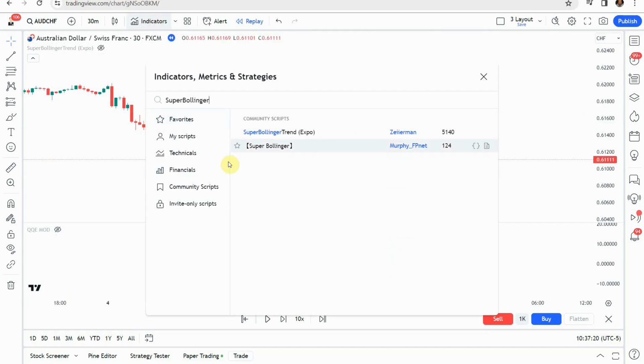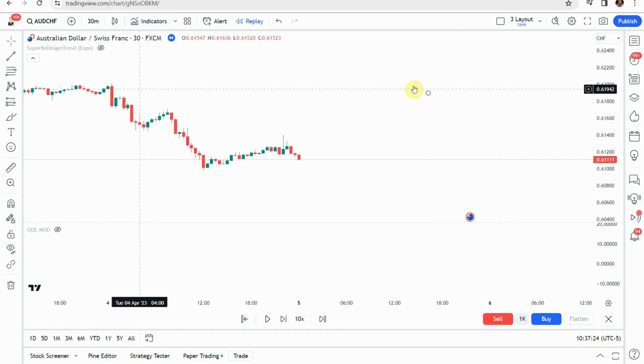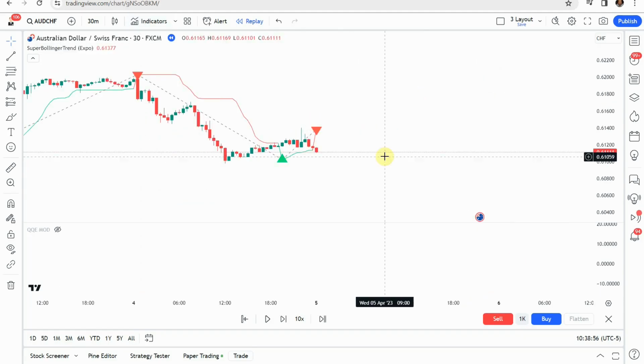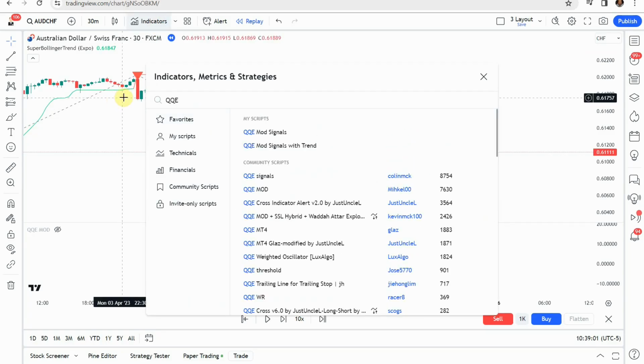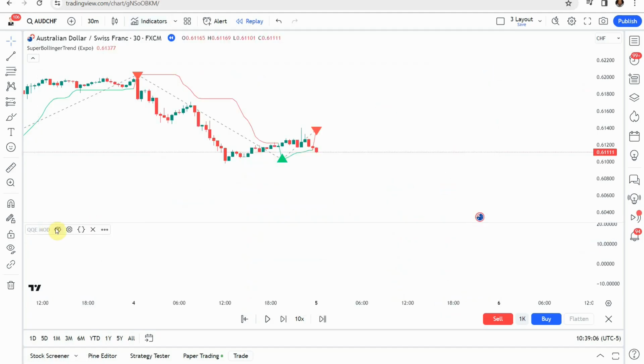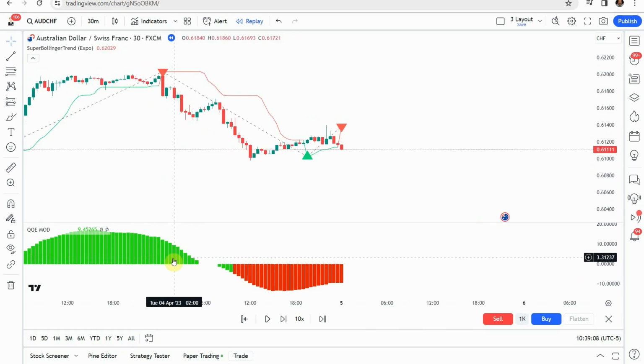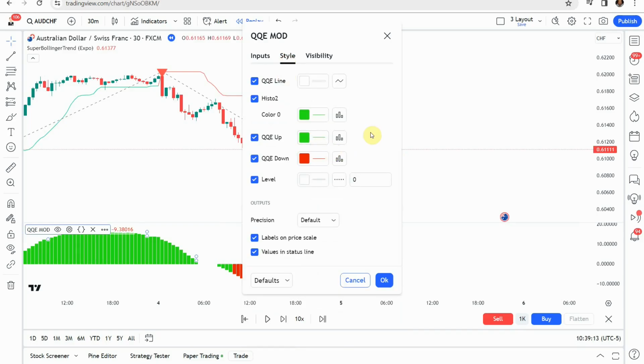First indicator you will want to put on screen is going to be the Super Bollinger Trend, this one right here. The second indicator you will add to screen is going to be the QQE mod, this one right here by Mickle, and it will look kind of something like this. A few different colors and such, but we'll go into the inputs, and the first thing you'll do is change the Histo 2 to green. You'll change the QQE up to green, the QQE down to red.